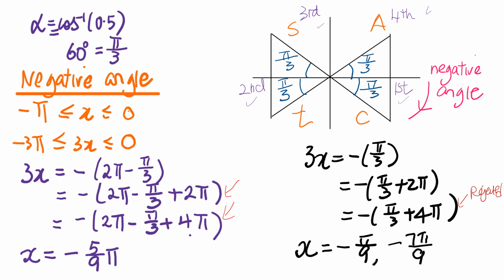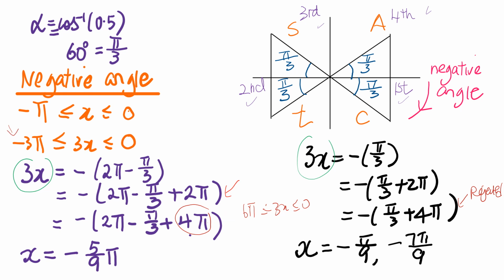You're supposed to find the answer for x between negative pi and 0. But since we are finding 3x first, it's between negative 3 pi and 0. So actually you don't have to add this 4 pi. If you recall from the positive angle that we did, you add 4 pi when your 3x must be between 0 and 6 pi. But our answer is just up to negative 3 pi only.